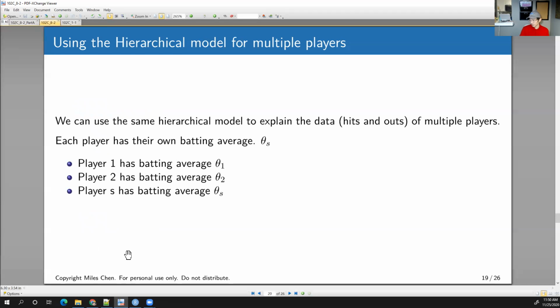Once we have this hierarchical model, we can elaborate on this, and we can start simulating the hits and outs of multiple players, player 1, player 2, player S, and so forth. And I think we're going to have to put this on hold, and we'll continue talking about hierarchical models and Gibbs sampling after the break, when we see you guys on Monday.